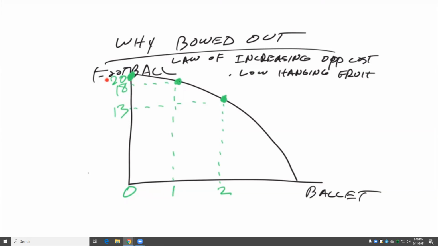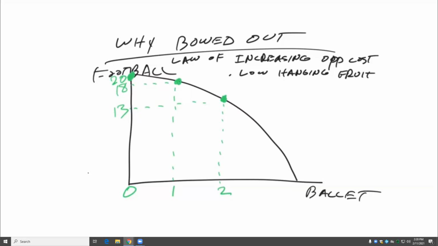Now notice the first ballet cost 2 units of football. The second ballet costs 5 units of football. Law of increasing opportunity cost. The opportunity cost has increased. Why? Because we've already transferred our best ballet people and our least good football people. So that's why we were able to get a ballet with very little loss in football. But now we're going with the next best ballet people.